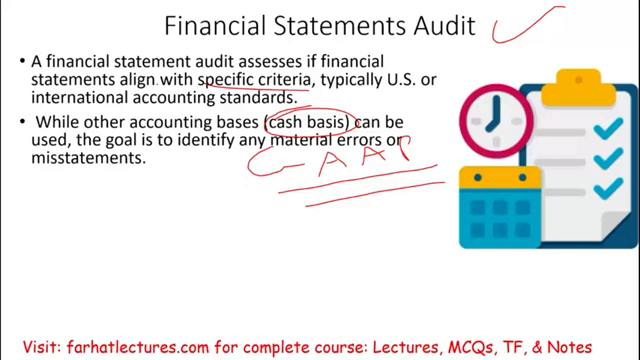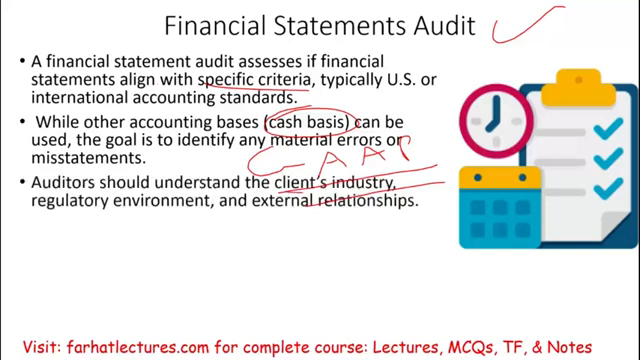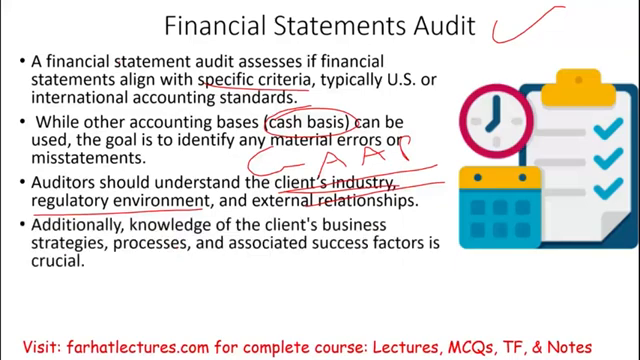Now, when you conduct an audit, again, you have to understand the client industry, you have to understand its regulatory environment, you have to understand its external relationships, you have to understand the business strategies, processes, and associated success factors. This is crucial here. You have to learn about the company. And this is what we learn about, how to conduct an audit. There's an audit planning phase where you learn about the company. So before you start an audit, you want to understand the client, the industry, the economic environment in which they operate, their competitive edge, their competitive environment, and so on and so forth.